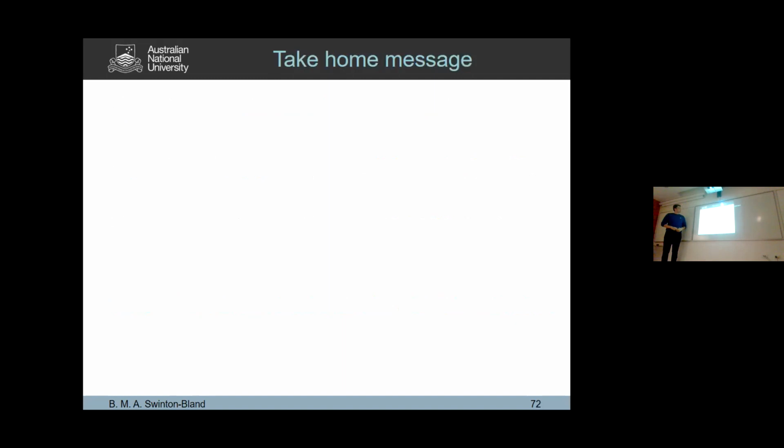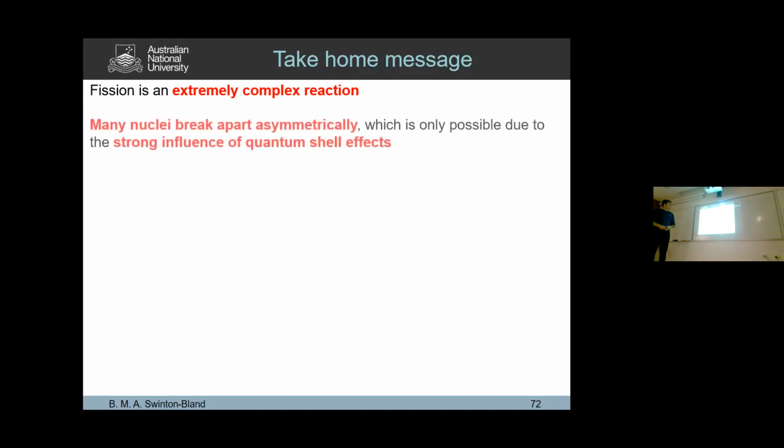Okay, and quickly to summarize, I also want to have a take-home message, sort of things that if you can remember any of these points in a week's time, I'll be very happy. Hopefully, I have proven to you that fission is indeed an extremely complicated and complex reaction. That many nuclei break apart asymmetrically, and anytime this happens, please think in the future that it has to be due to quantum shell effects and their increased stability.